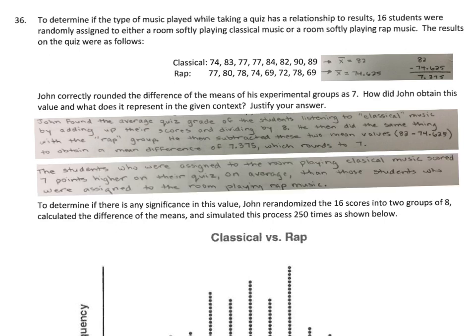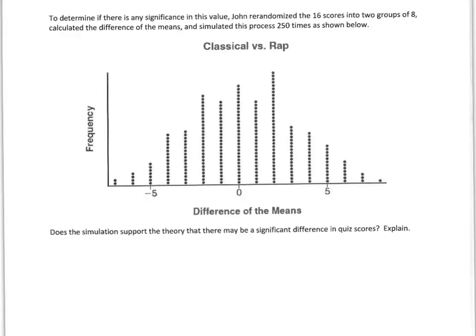All right, so right here, the students who were assigned to the room playing classical music scored 7 points higher on their quiz, on average, make sure you say on average, because that's really what it is, than those students who were assigned to the room playing rap music. I guess you just have to tell what the 7 represents based on this situation. Okay, to determine if there's any significance in this value, John re-randomized the 16 scores into 2 groups of 8, calculated the difference of the means, and simulated this process 250 times as shown below.